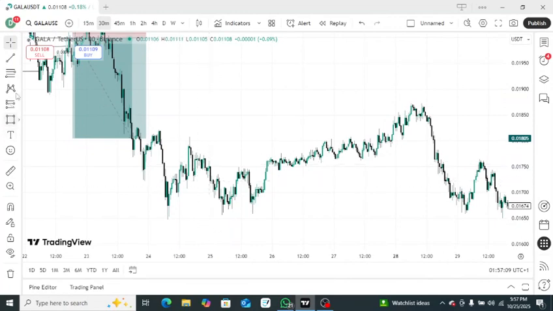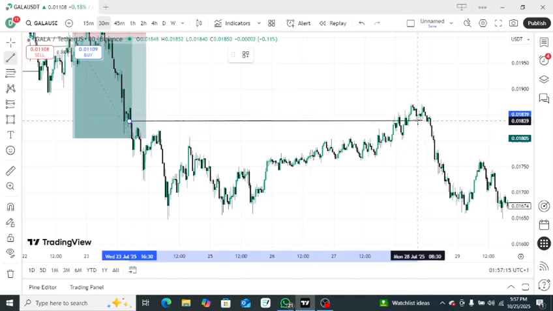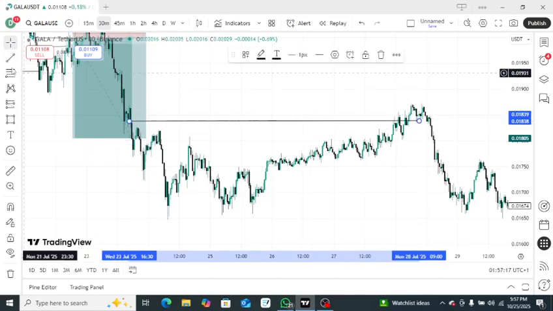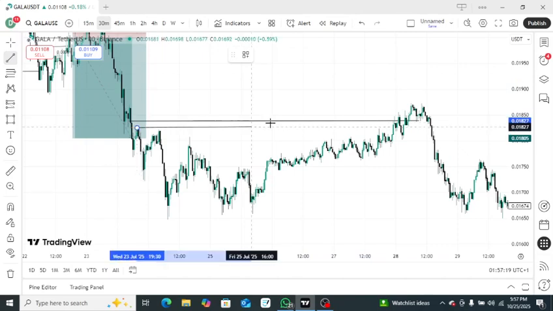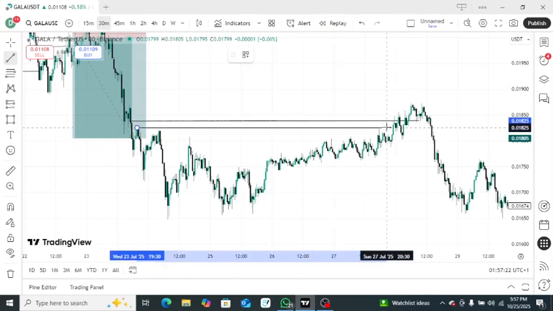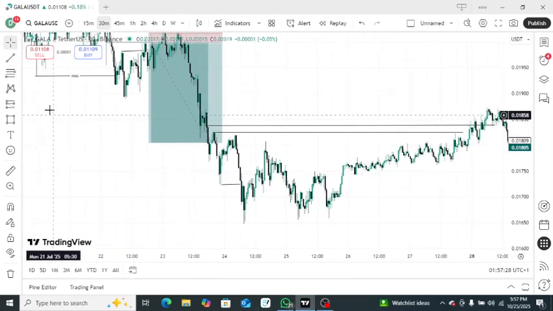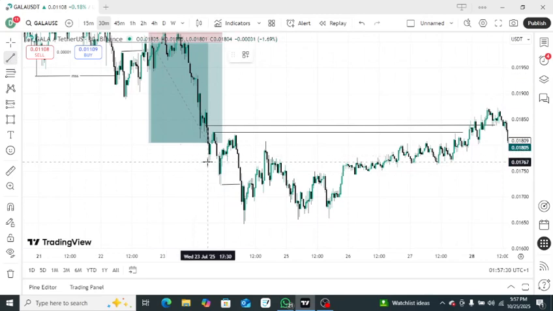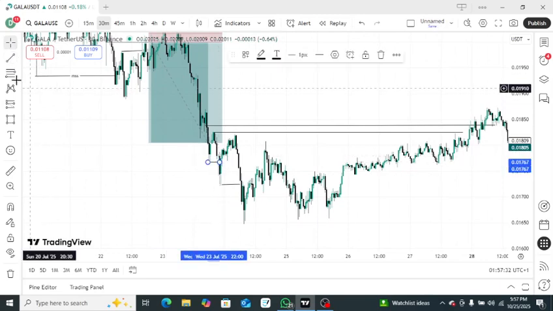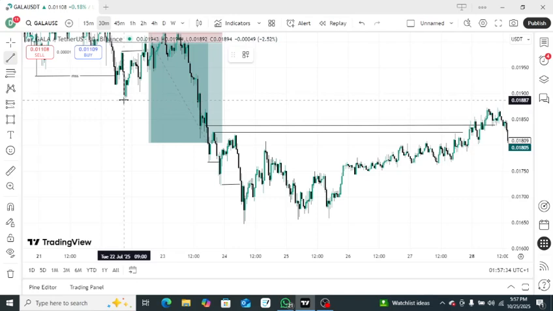Now that price took it out, I came back again. I saw this unmitigated order block here. And this was the inducement level, which was this high created here, and the breakout structure. I mark my breakout structure. This was a breakout structure, but not valid enough. This was a breakout structure, and this was also a breakout structure. So this was the main breakout structure.